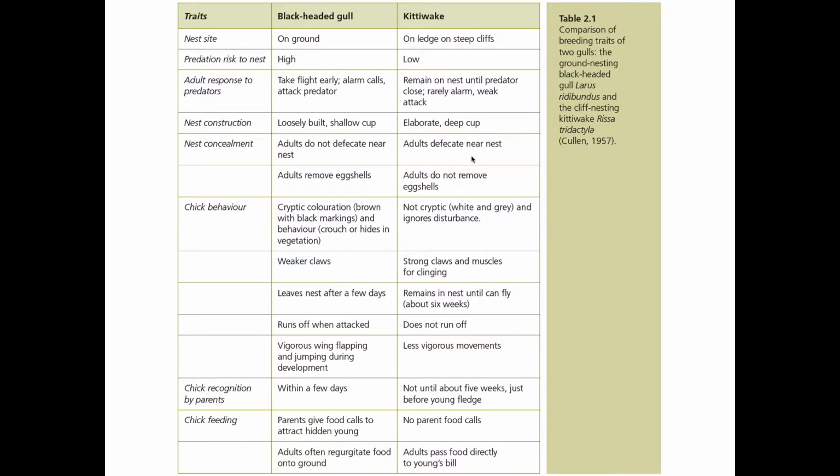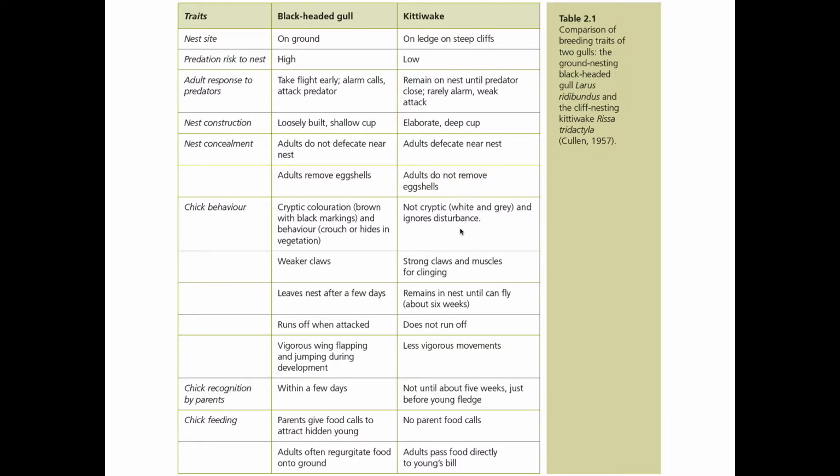In the case of the kittiwake on the cliffs, they defecate near the nest because once again, predation risk is relatively low. They don't have to worry about that. And they don't remove the eggshells. Chick behavior. The ones on the ground are cryptic. They have weak claws. They leave the nest after a few days. They're more precocial rather than altricial. They run away when they're attacked. They have wing flapping and jumping during their development.